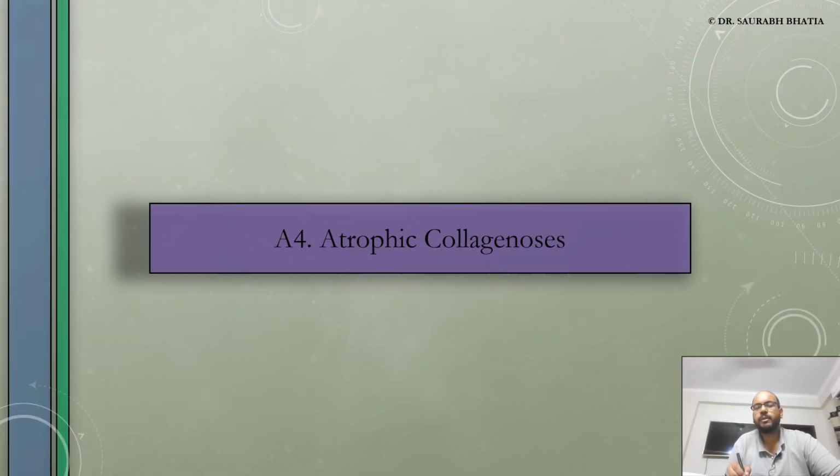The fourth subtopic is atrophic collagenoses. I can understand that this PPT is getting way longer and way complicated to understand. All you have to remember is the classification of collagen disorders and the examples of them. You know the histological findings, so don't worry about it. You just have to remember the classification and examples. That is all. Let's move forward.